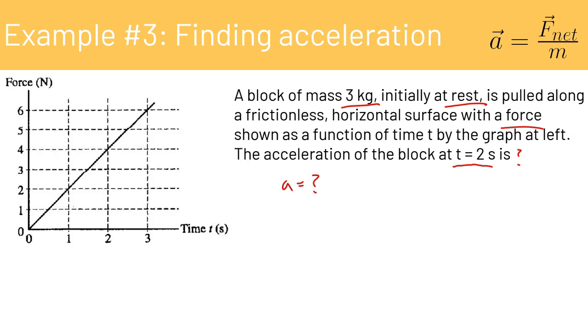Okay, so we have our equation written up here. Acceleration is equal to the net force divided by mass. So we need to figure out the force at 2 seconds. If we look at our force versus time graph here, at 2 seconds, our force is 4 newtons. So using our acceleration equation, the net force is 4 newtons divided by our mass, which is 3 kilograms. So at 2 seconds, our acceleration is going to be 1.33 meters per second squared.